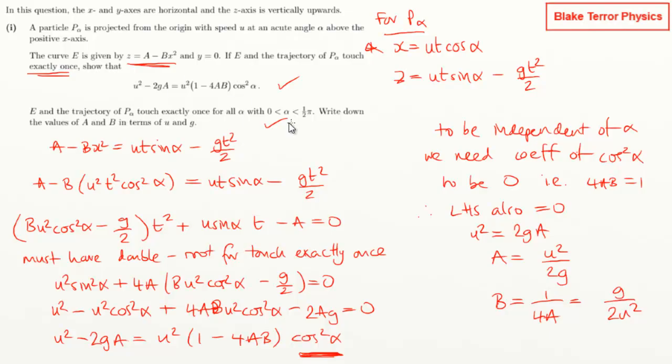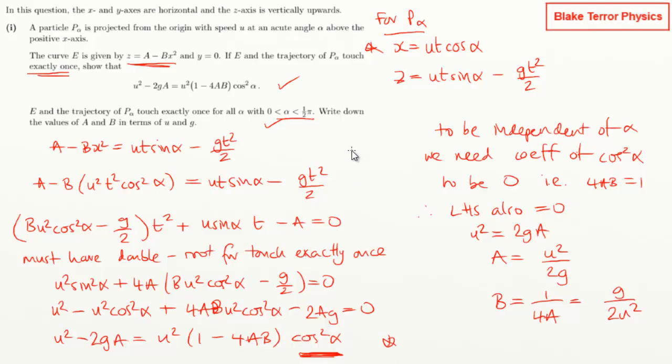The thing that's bothering me here is this limit. We've said that alpha is between 0 and pi over 2. But why have we had to say that? It didn't touch exactly once for all alpha. I mean, I've taken alpha out of this completely. We ended up with this thing. I haven't actually used that inequality at all for alpha that I can see.